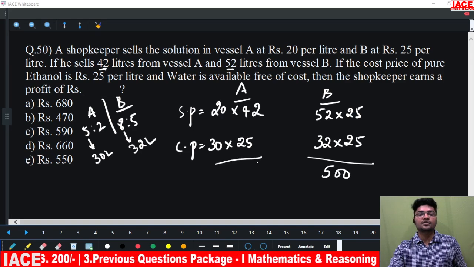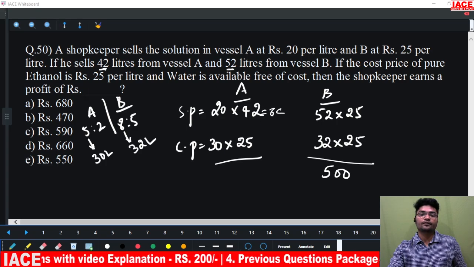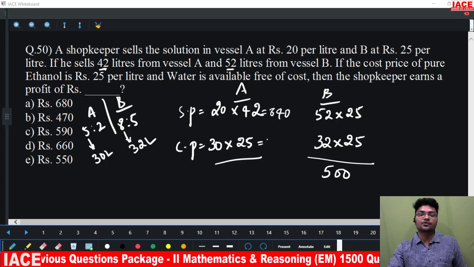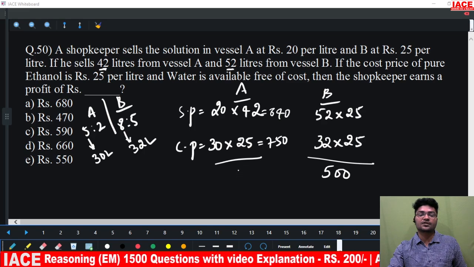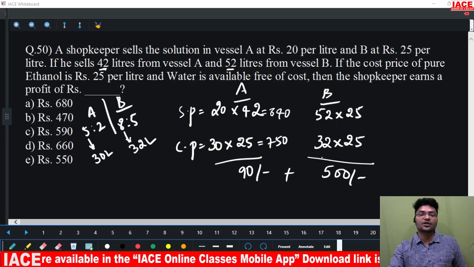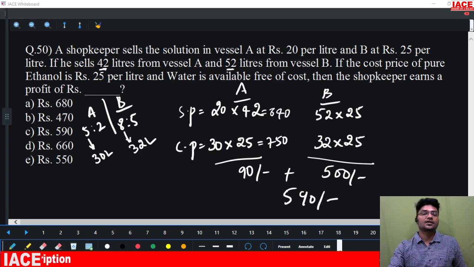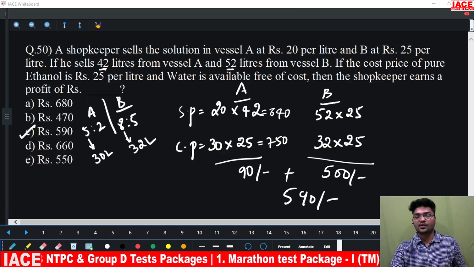From A, how much is earned? 42 into 20, this is your 840, and 25 into 30, this will be your 750. The difference is 90. So 90 rupees plus 500 rupees, total is 590 rupees. So the total profit earned is 590 rupees. That is option C. Option C is our correct answer.